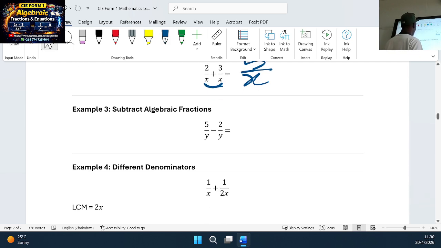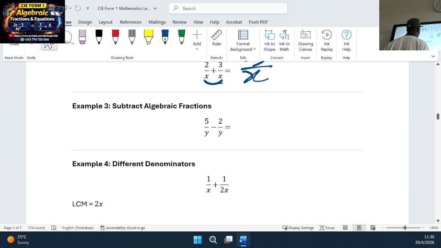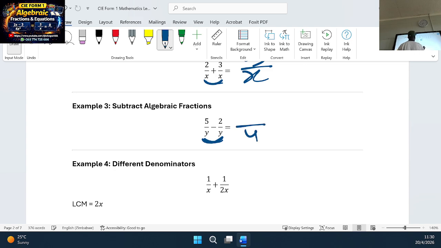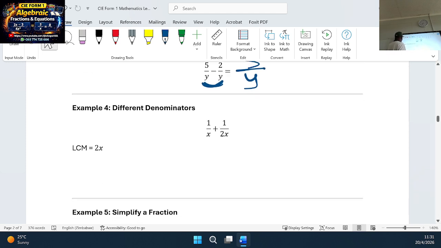Next, we are interested in subtraction of algebraic fractions. Again, if we check, our denominator here is made up of the same variable in the same degree, implying that it's going to be our LCM, or common denominator, y. So we simply simplify the numerators. We will be saying 5 minus 2, giving us 3. Then next, we'll move on to different denominators.